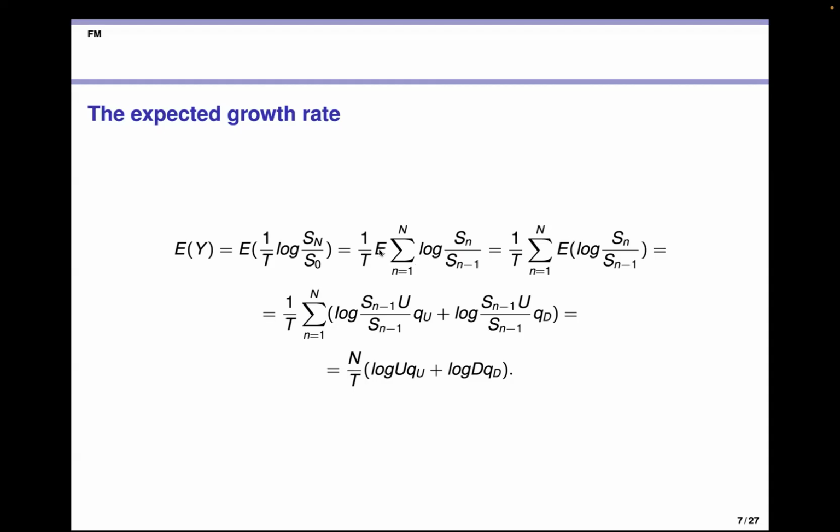And after that, we move the mathematical expectation from this place to this place. Why is it possible? In what case does the mathematical expectation of a sum equal the sum of mathematical expectations?